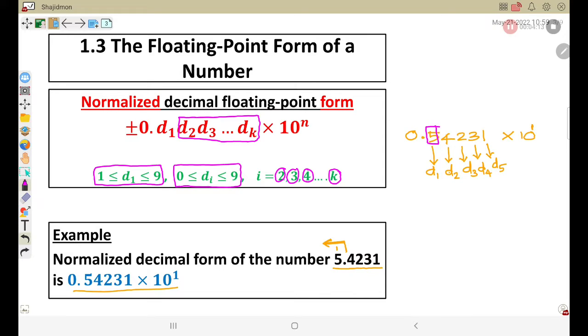Now this example we already discussed: the normalized decimal form of the number 5.4231 is 0.54231 multiply 10 power 1. To write a number in normalized form, we need to discuss more examples so that these ideas become clear. So we will go to the exercise.